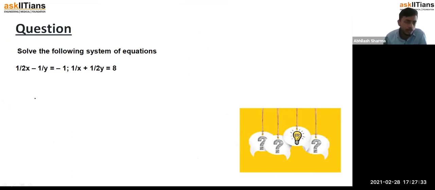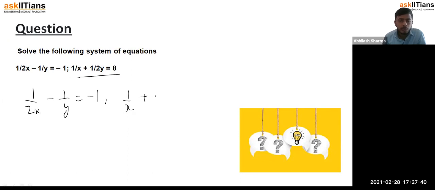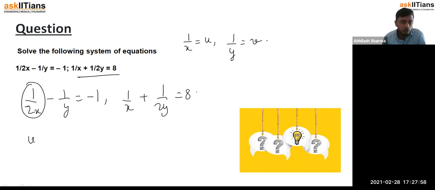Let me write it like this. 1 by 2x minus 1 by y is equal to minus 1. 1 by x plus 1 by 2y is equal to 8. Now what we can do is substitute 1 by x as u and 1 by y as v. So doing that, how does that help us? Let's see. This we can now write as u upon 2 minus v is equal to minus 1. This we can write as u plus v by 2 is equal to 8.